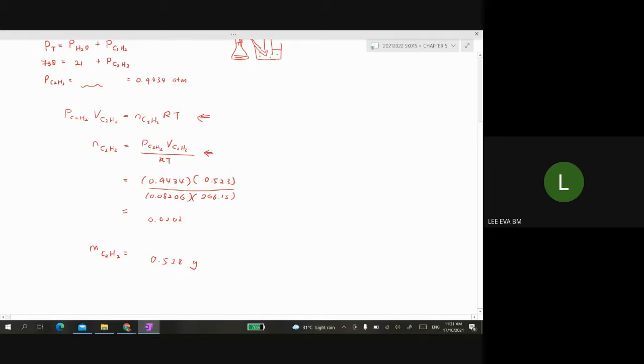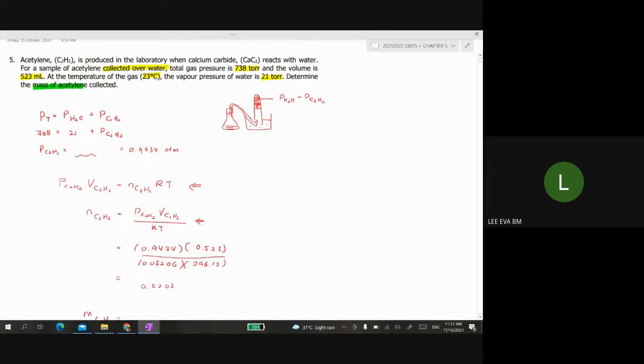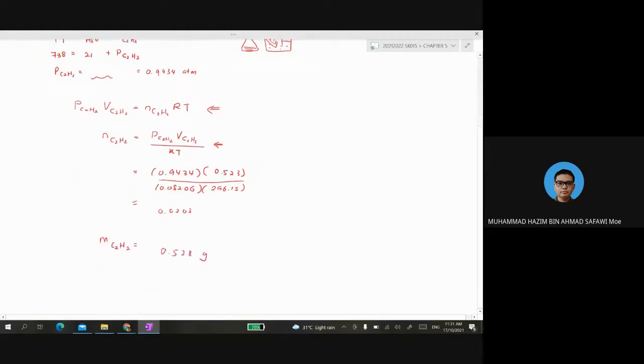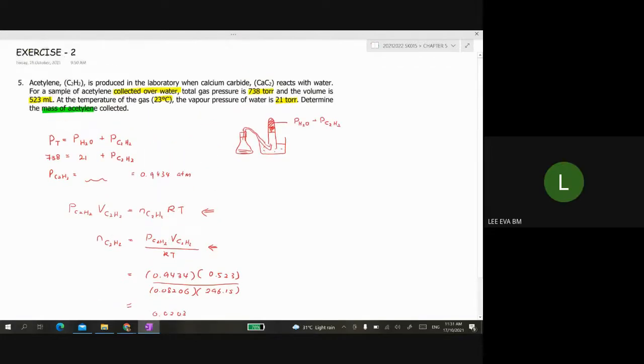So make sure you understand the concept of Dalton's law, which is to apply it over here, and then other than that, it's just applying your ideal gas law. What's the mass, madam, just now? 0.5278 or 0.53. Oh, I miscalculated. No wonder the answer is different. All right. Okay, so you can try to apply this concept for other exercises as well.